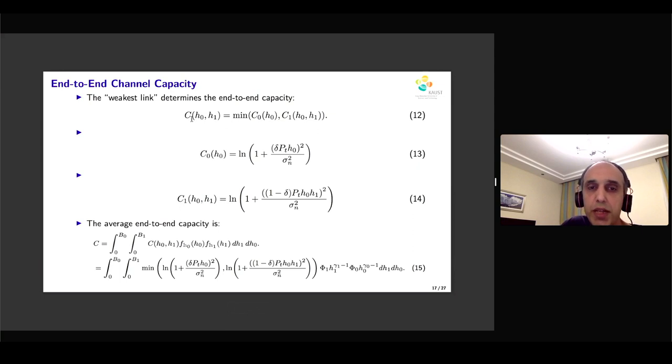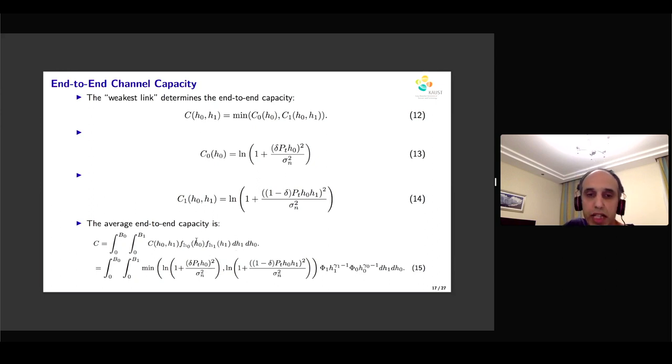This is my expression for channel capacity for the end-to-end link. And this is my channel capacity in the source relay link. And this is my channel capacity for the relay destination link. And so in this case, the average end-to-end capacity is, of course, we have to average over H1 and H0, right? So we compute this integral.